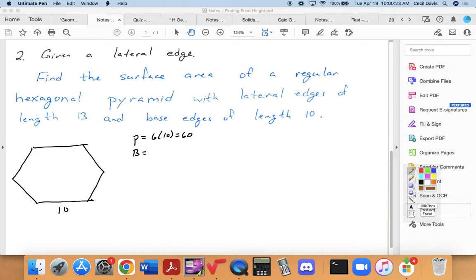The area of the base, who can tell me the formula for that? 1/2 apothem times perimeter. There we go, 1/2 apothem times perimeter. So we got to find the apothem. Because what kind of a triangle is this? 30-60-90. Most of you have gotten that one memorized. We've done hexagons so many times. So that's 5 square roots of 3 times 60 is 150 square roots of 3.